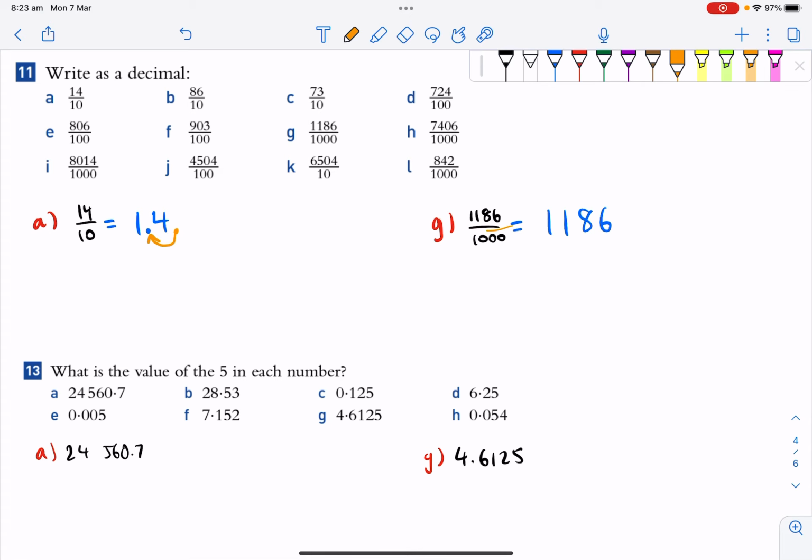But anyway, here we have 1,000. There are 3 zeros there. We need to move 3 decimal places. So 1, 2, 3. That means I'm going to put my decimal place right there. 1.186. If I'm rushing a bit, just go back, replay it as many times as you want. It should make sense.